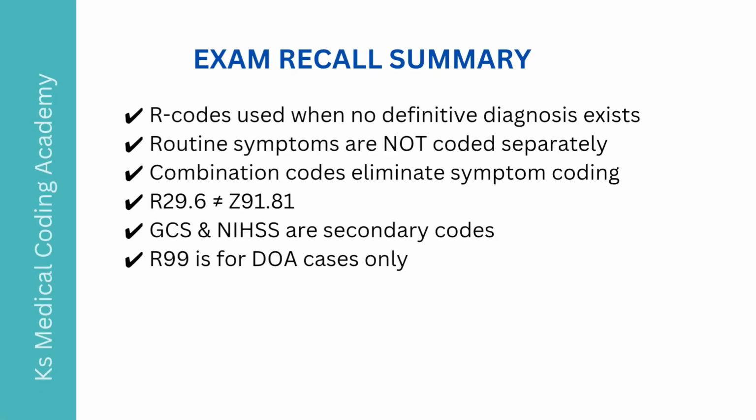Exam recall summary. Remember, R codes are used when no definitive diagnosis exists. Routine symptoms are not coded separately. Combination codes replace symptom coding. R29.6 and Z91.81 are not interchangeable. GCS and NIHSS are secondary codes. R99 is used only for patients dead on arrival.